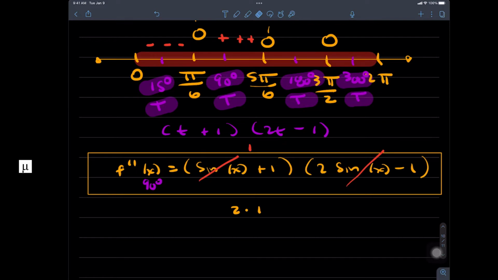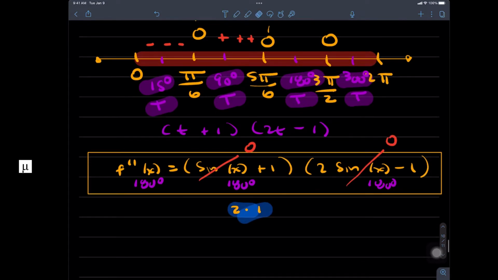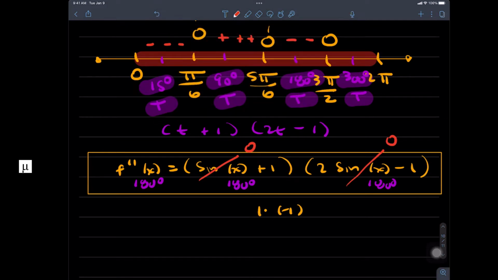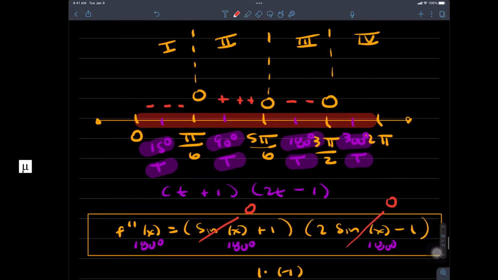Here we go. 180 degrees. What's sine of 180? That's 0. So now what do you guys get? Isn't this going to be 1? 1 times negative 1. Is that right? 2 times 0. So that's a negative? Okay. So it looks like region 3 is, in fact, negative.